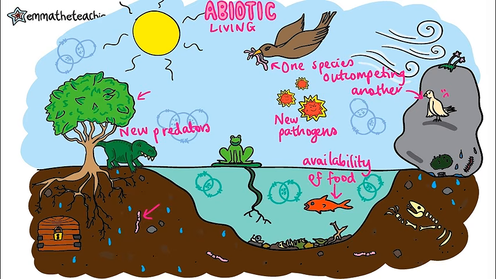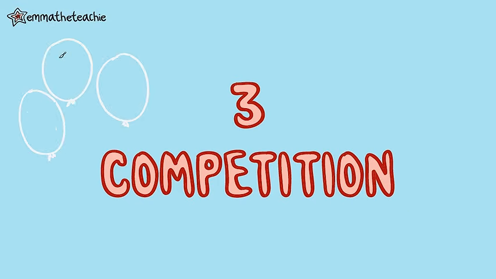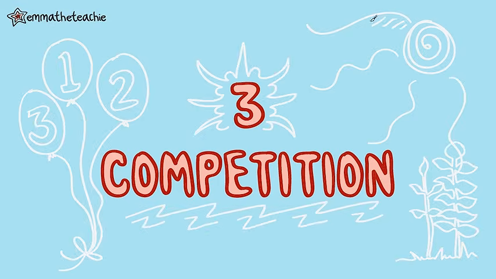Can you remember the other 2? I recommend making a mnemonic to learn all of the biotic and abiotic factors that affect communities. This is a really good way to help you revise. 3. Competition.